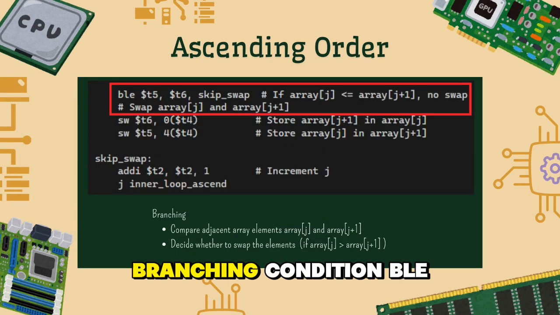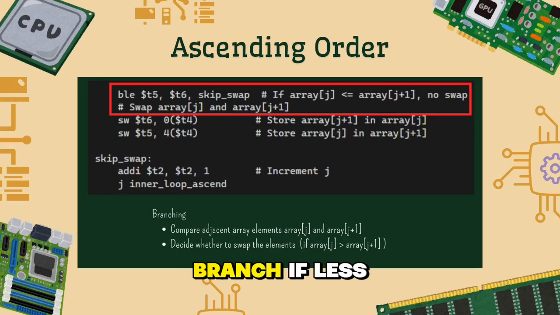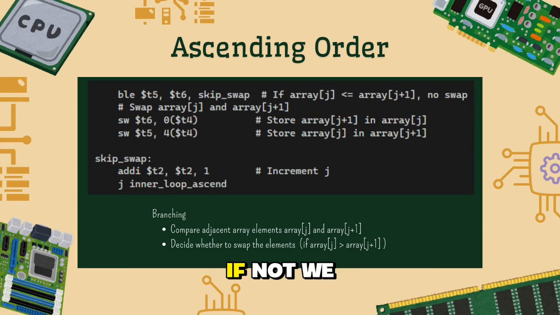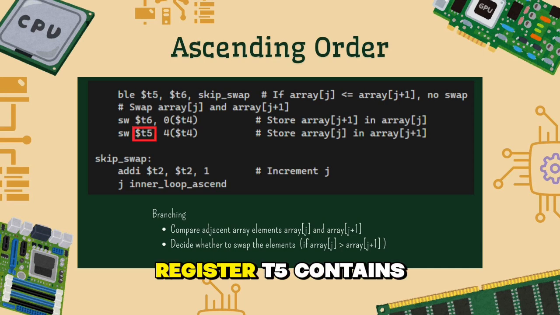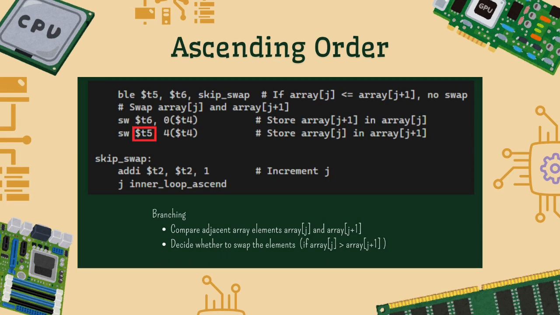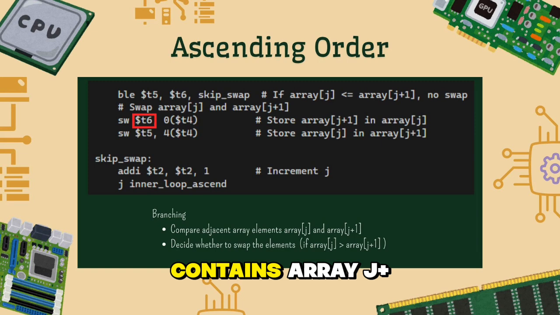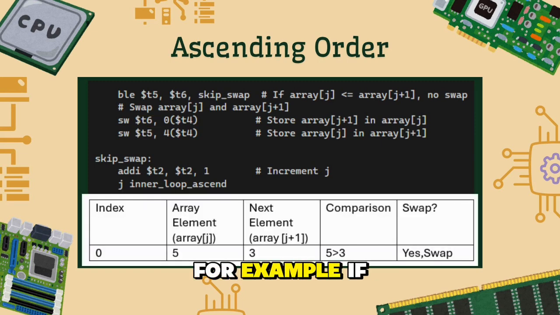We use a branching condition BLE, which stands for branch if less than or equal, to check if two adjacent elements are in the correct order. If they are, we skip the swap. If not, we swap them. Register T5 contains array J, while register T6 contains array J plus 1. For example, if array J is bigger than array J plus 1, the program swaps the two elements.